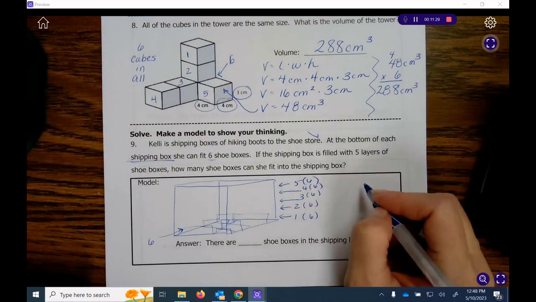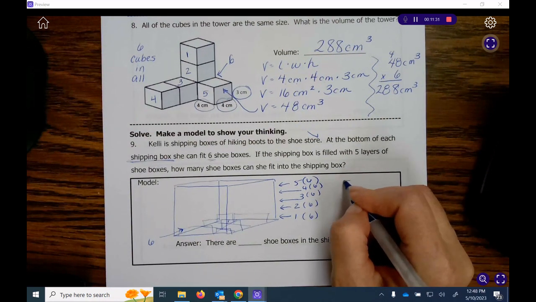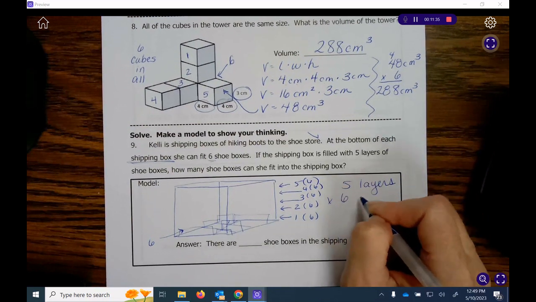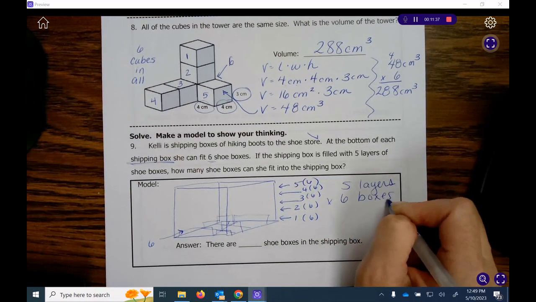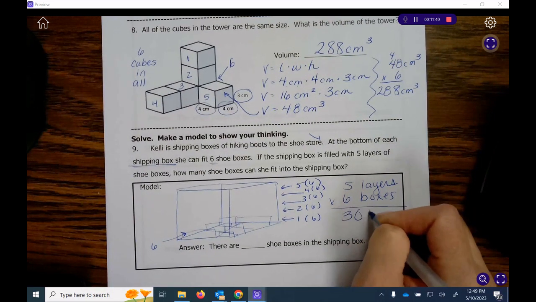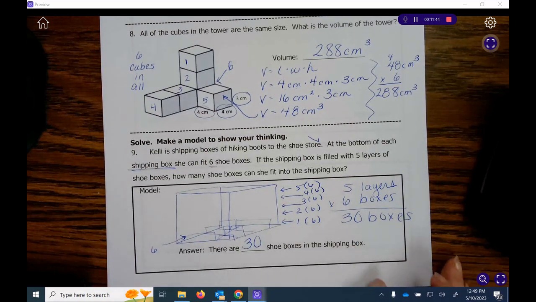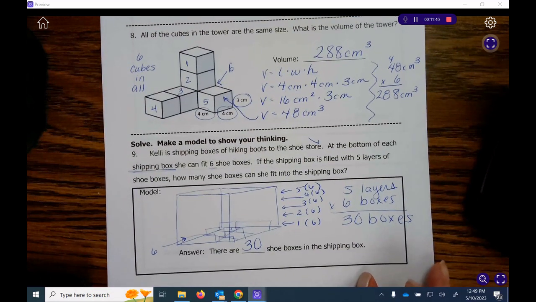So we would do 5 layers times 6 boxes per layer equals 30 boxes. There are 30 shoe boxes in the shipping box.